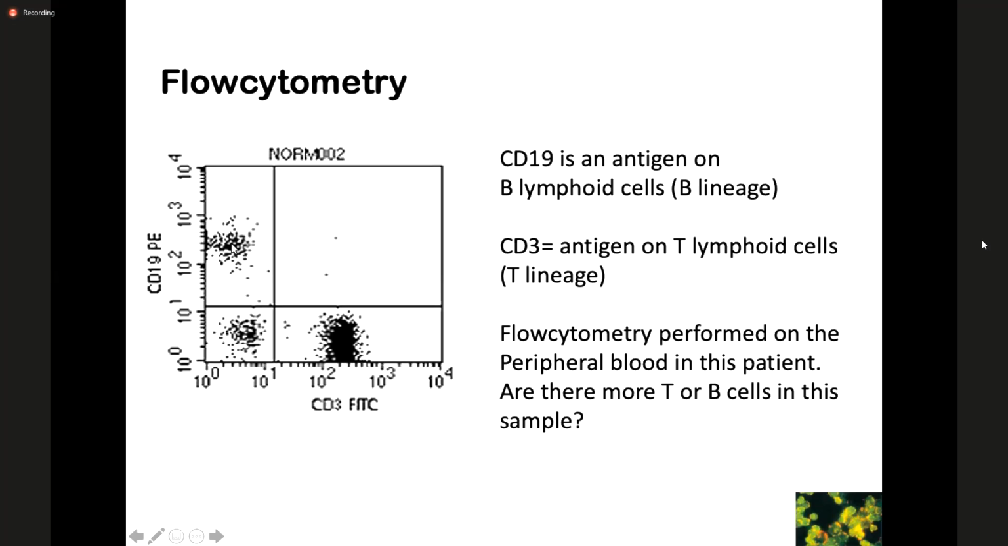So here, CD19 positive, CD3 negative. Here, CD3 positive and CD19 negative. Here, both are negative. So out of this group, there are more cells falling into this bundle. So as she mentioned, mainly the T cells are predominant here. Very good.